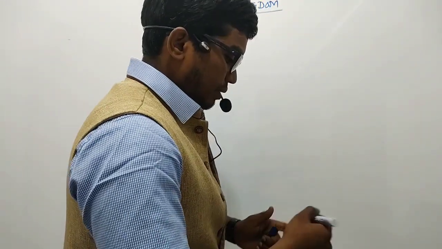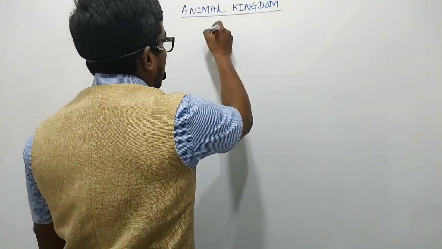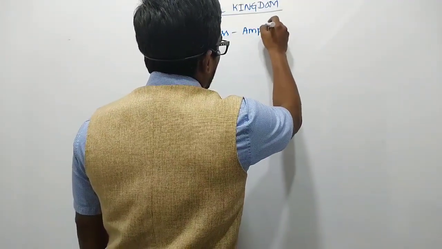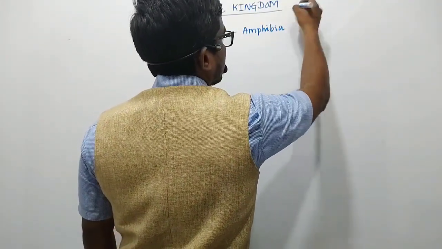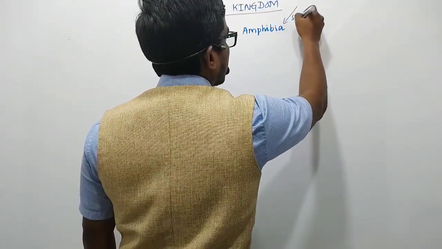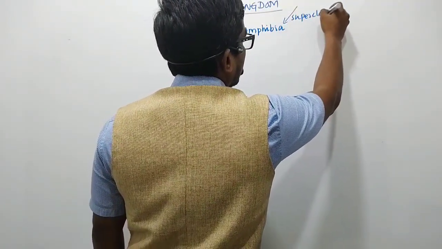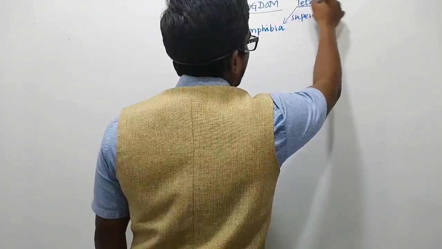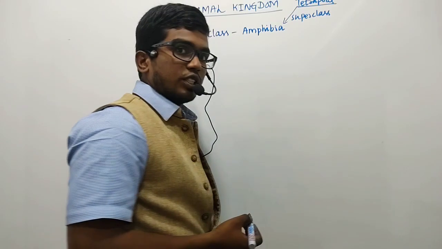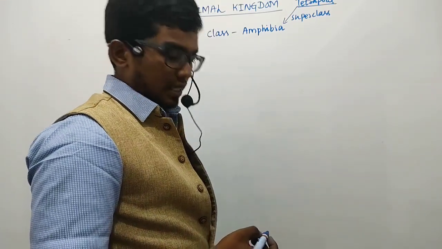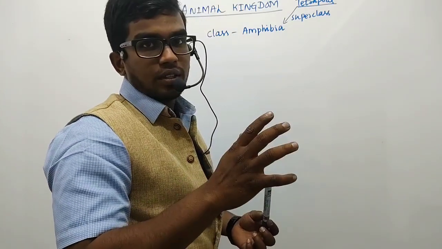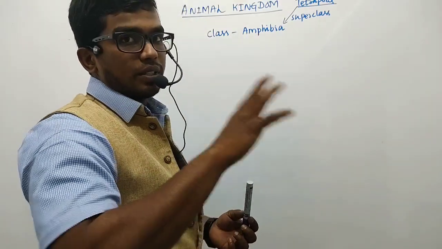Back for today's session. In this session, we are going to discuss the class Amphibia, which in fact comes under a super class Tetrapoda, which are regarded as the animals which bear limbs. In the previous class, we discussed the animals which bear fins, that is super class Pisces.